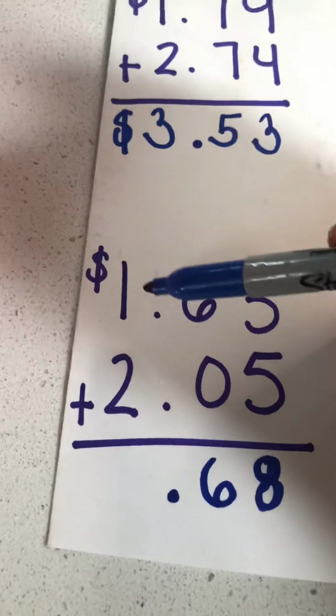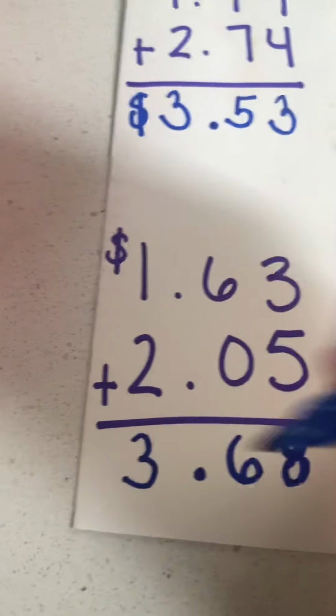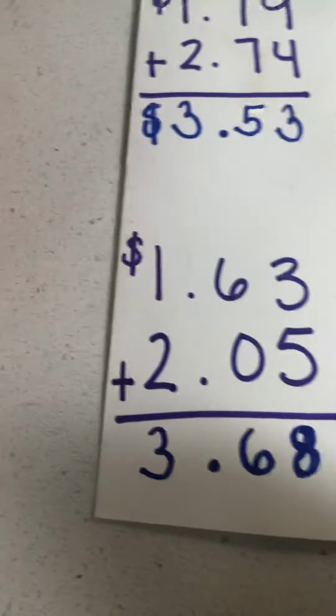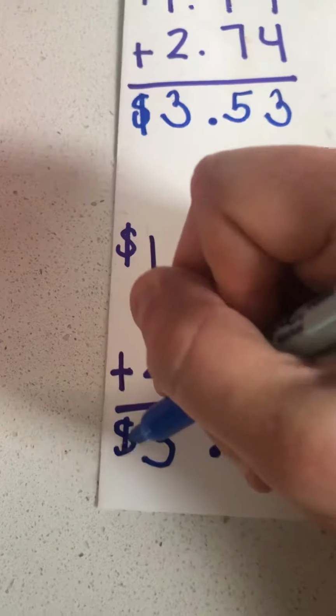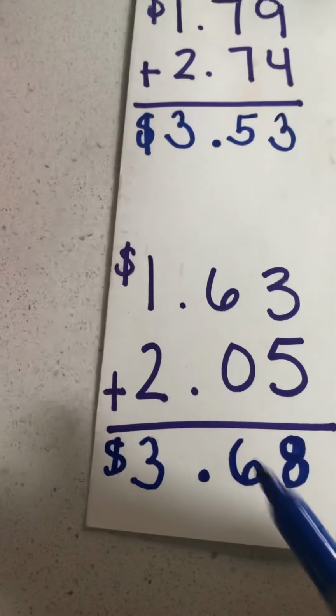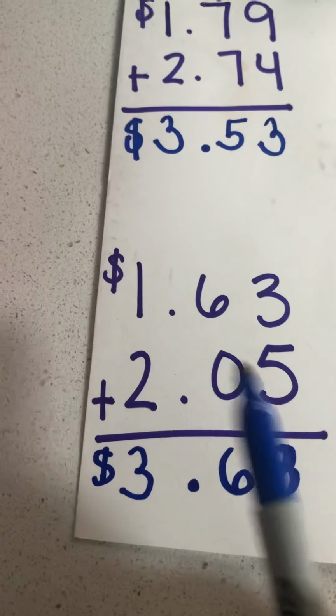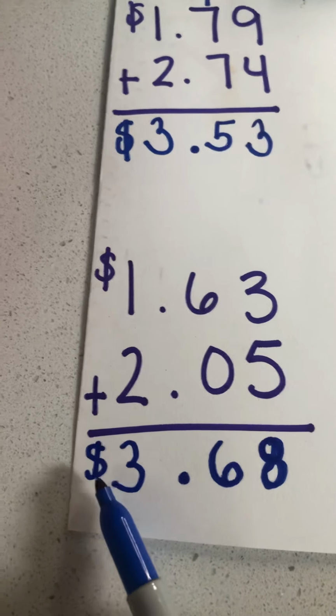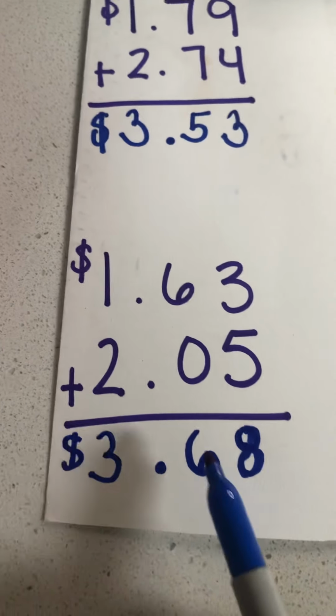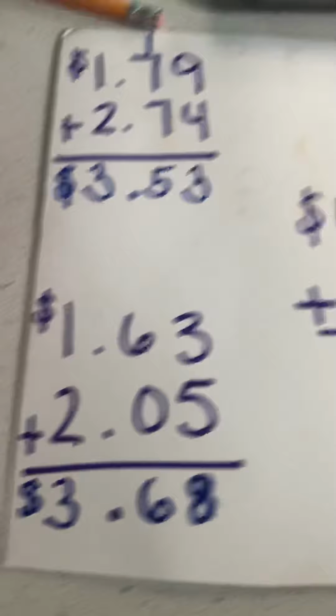And we're now working with our dollars. 1 plus 2 gives us, correct, 3. And what am I forgetting? Oh, my dollar sign. So $1.63 plus $2.05 is going to give us a total of $3.68.